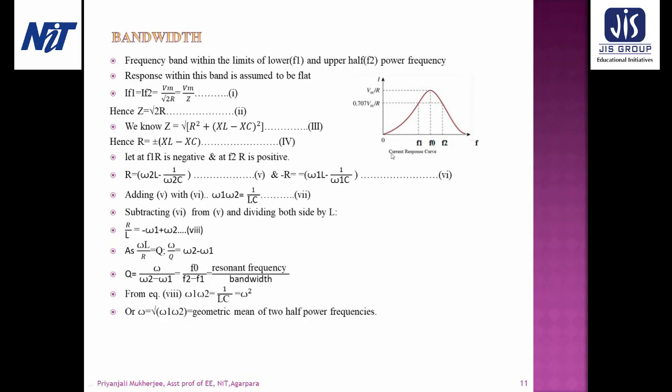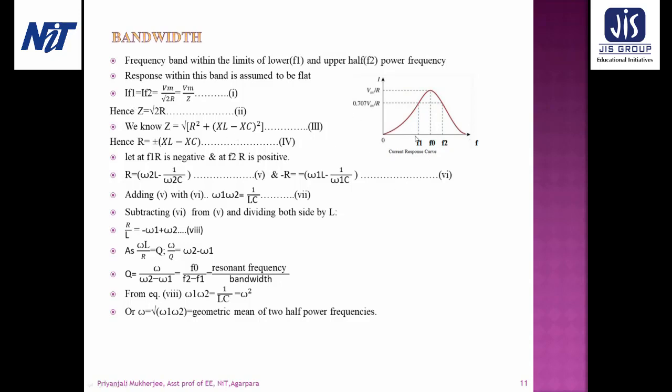So again, we are considering the current response curve. In the current response curve, at the resonating frequency, the value of the current is Vm by R, whereas in between F1 and F2, the value is I by root 2, or that can be written as 0.707 Vm divided by R. Now, the frequency band within these limits, where F1 is considered as the lower and F2 is considered as the upper half power frequency, is called the bandwidth of the resonant circuit, and the response of this resonant circuit within this bandwidth is assumed to be flat.